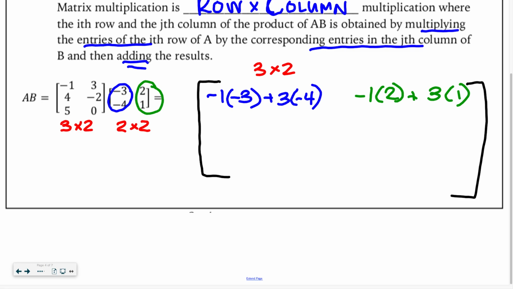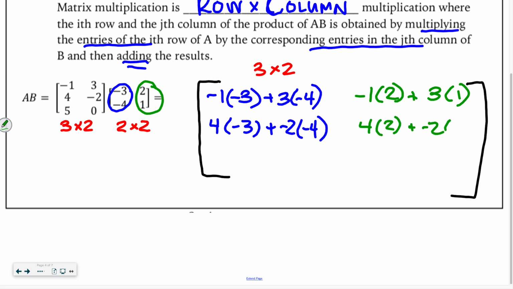So I have to repeat it. I have to take 4, -2 times that first column, -3, -4. So that's going to be 4 times -3 plus -2 times -4. And then I have to do 4 times 2 plus -2 times 1, or the second row times the second column. Are we okay with my work, like where my numbers are coming from?